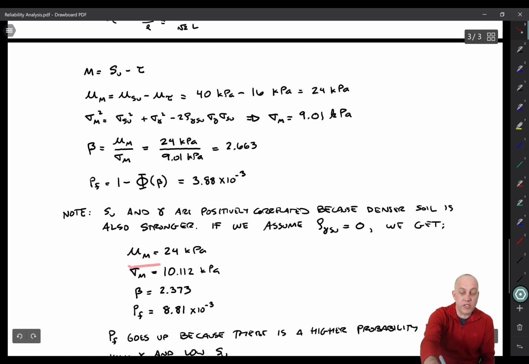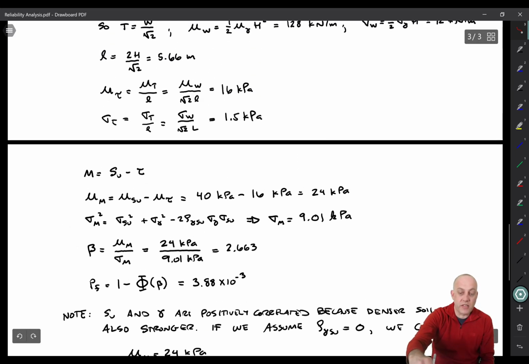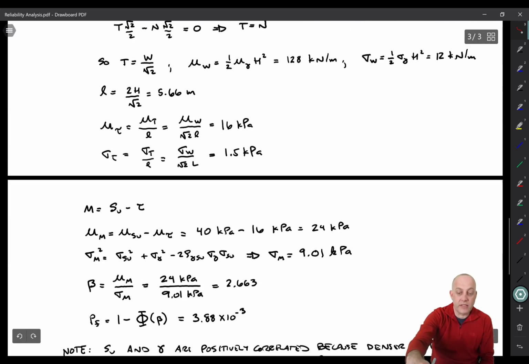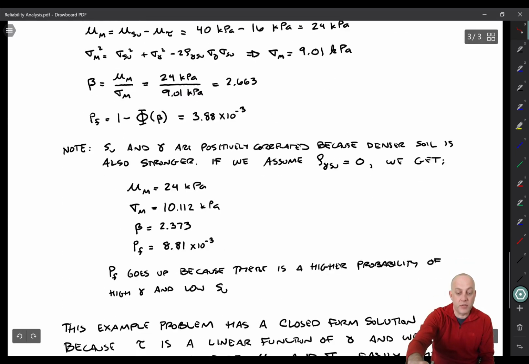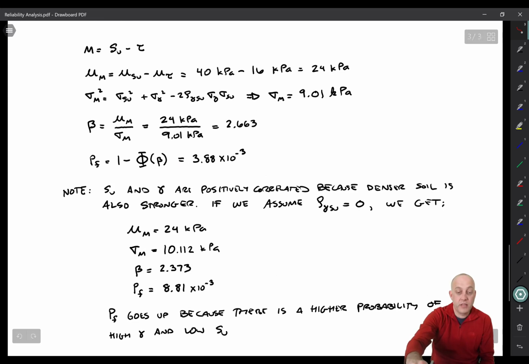So the mean value of margin of safety stays the same, but the standard deviation of margin of safety does indeed go up. And you can see it goes up because we're subtracting, right here, a number that was bigger and now it's 0, right? So if we set that to 0, we're not subtracting that. So the standard deviation of the margin of safety should go up.